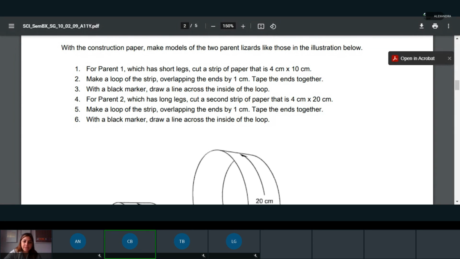So 10 by 4 by 20. Right now, we're just doing 10 by 4. And then once you're done with the 10 by 4, then you're going to make a new one. You can still use the same part of the paper. You work on the bottom part, the opposite of wherever you've cut. You're going to do the same thing for 4 by 20.